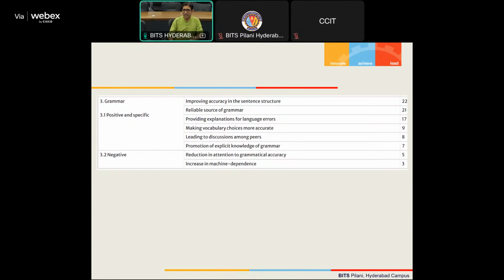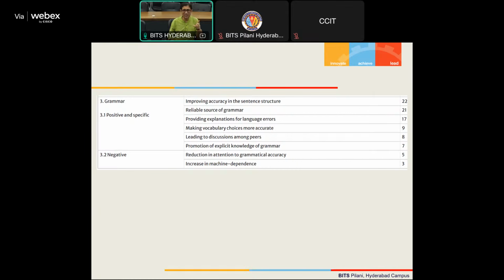And for negative, you don't pay attention to grammatical accuracy because there is something else, there is a machine that will correct you. So you don't really pay attention to your grammatical accuracy when you are writing. Perhaps you were more attentive when you were writing earlier. Right now, you are less attentive.